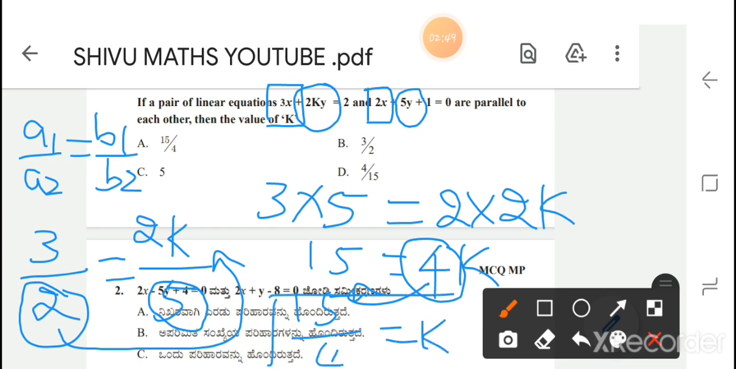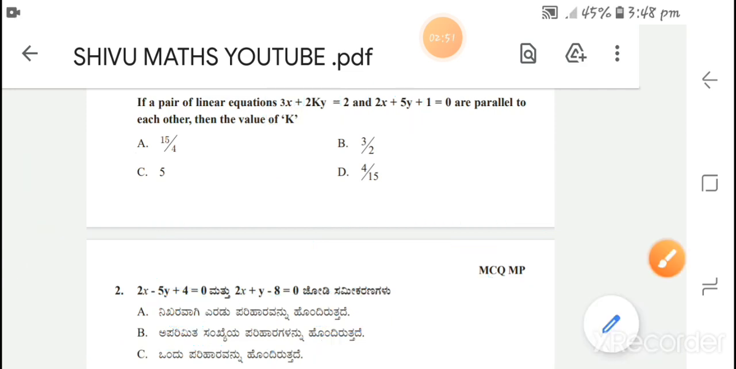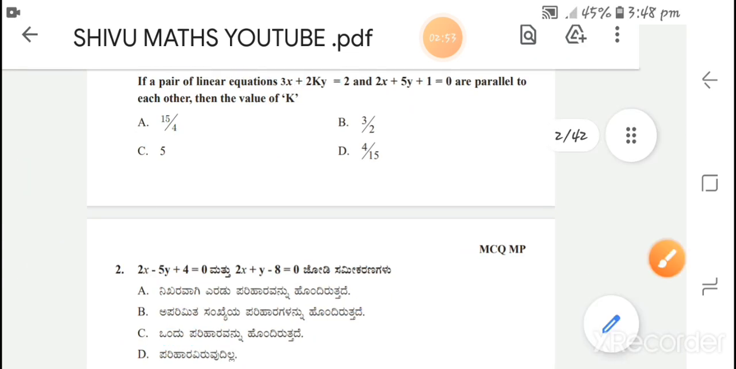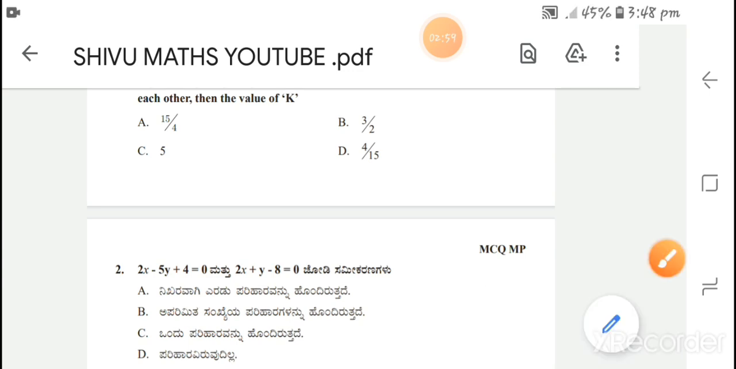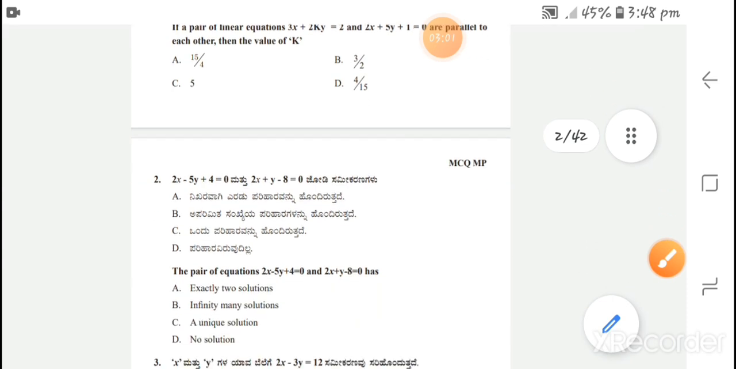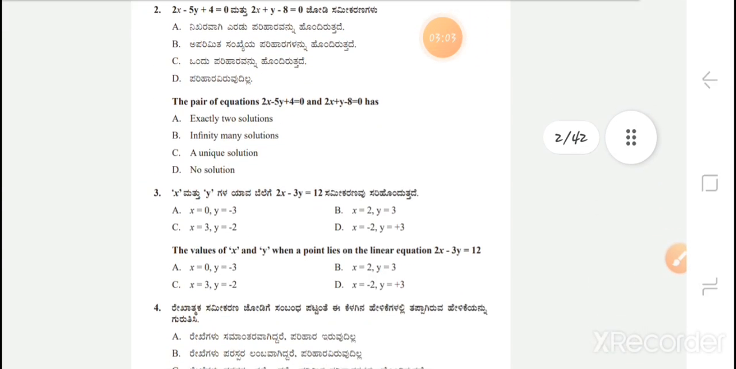What is the value of k here? 15 by 4. Which is the right answer? Option A is the right answer. That is 15 by 4. That is the first question. Okay, next we will pass on to the second question.